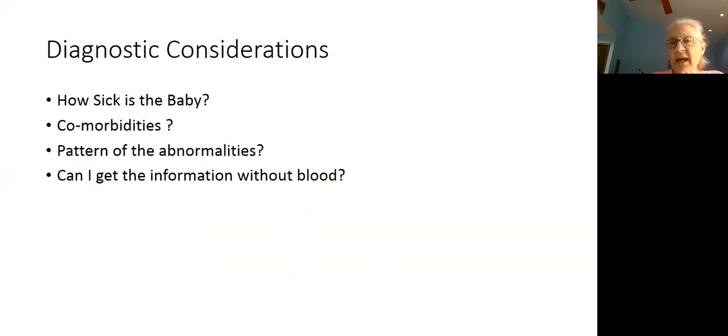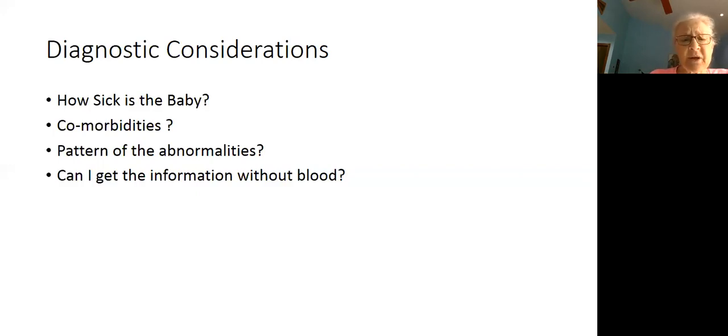So when you're looking at a baby with liver dysfunction in the NICU, what do you think about? Because you can't just use the term baby cholestasis guidelines, and also they don't have very much blood. So you have to be really careful about what you ask for. I think you need to ask how sick is the baby, what else is going on, what's the pattern of abnormalities, and can I get this information any other way, either with imaging or with urine studies, but you try to get the most bang for your buck.